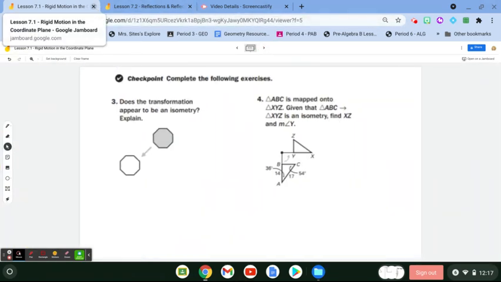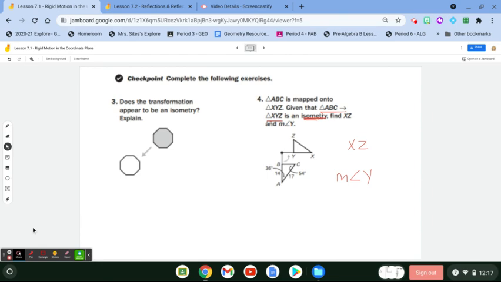All right, so let's try to wrap this lesson up. If you take a look at these two questions, we're going to first determine, does this appear to be an isometry? And then explain why or why not. And then in question number 4, it's given to you that triangle ABC is mapped onto triangle XYZ, and it's an isometry. That's important. We're going to find the length of XZ and the measurement of angle Y. So take some time right now, pause your video, and see if you can come up with those two answers.